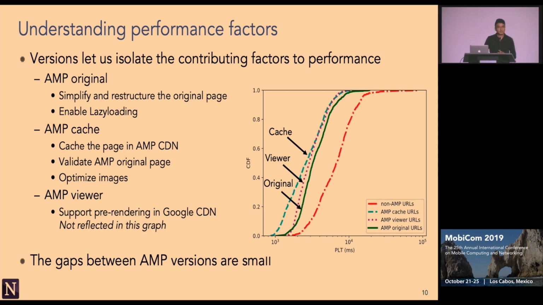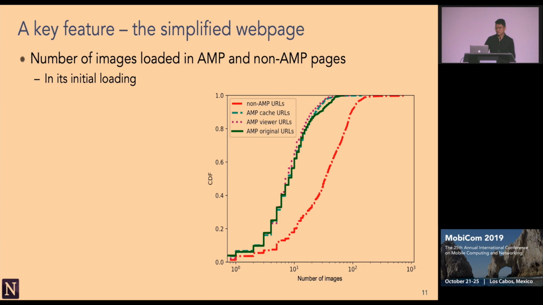As this graph shows, the performance gap between AMP and non-AMP pages is huge, and still, the performance gap between AMP versions is pretty small. And as you see, the biggest jump seemingly comes from AMP original, which is the simplified version of the page. So we wondered how simplified it is. And it turned out to be pretty much simplified.